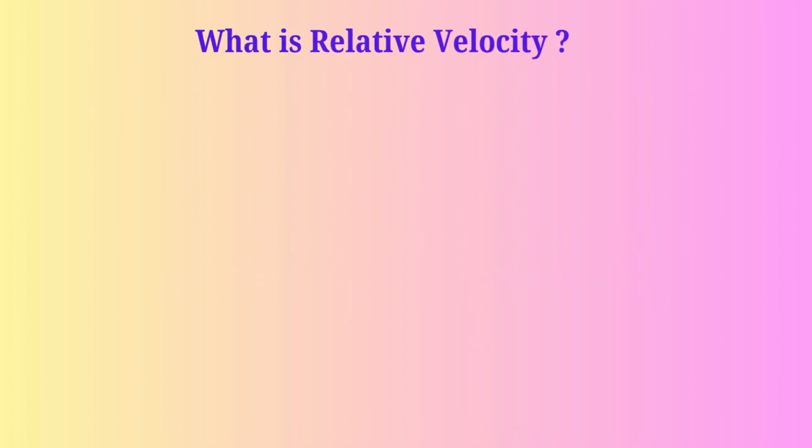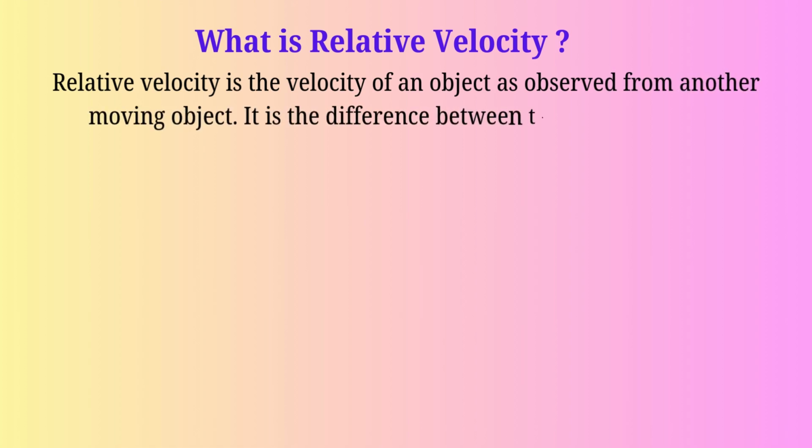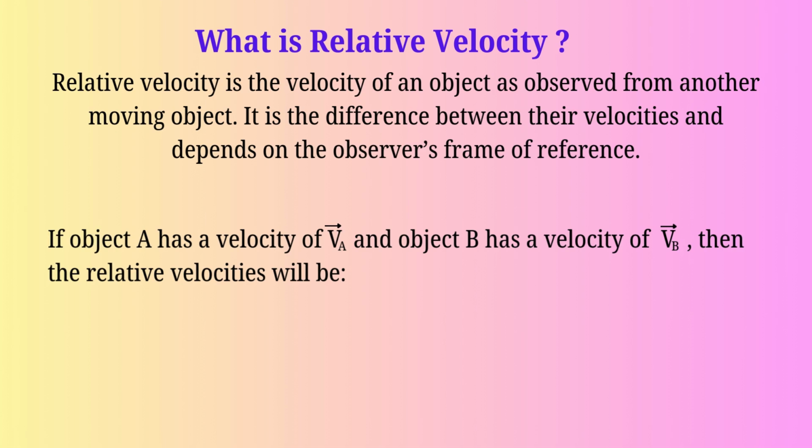Now, what is relative velocity? Relative velocity is the velocity of an object as observed from another moving object. It is the difference between their velocities and depends on the observer's frame of reference. If object A has a velocity of VA vector and object B has a velocity of VB vector, then the relative velocities will be: velocity vector of object A with respect to object B is equal to VA vector minus VB vector, and velocity vector of object B with respect to object A is equal to VB vector minus VA vector.